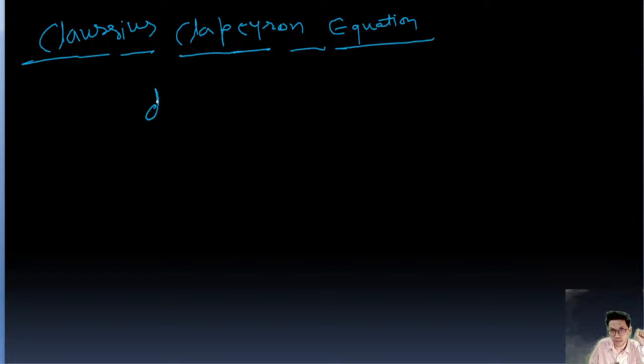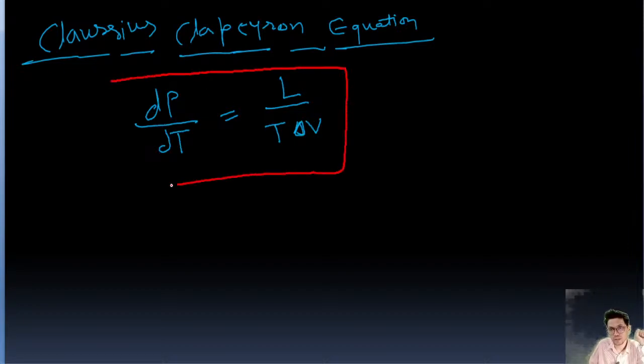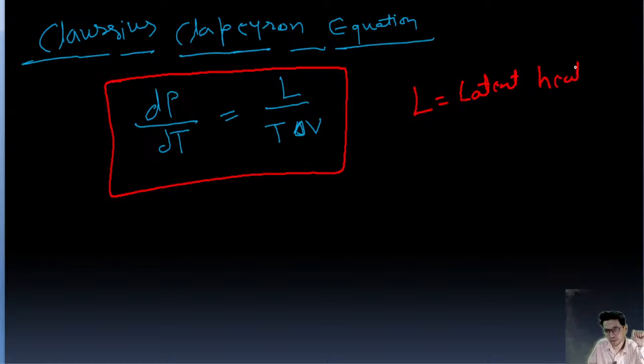So this is, guys, dP upon dT equal to L upon T delta V. Very important. So dP upon dT is equal to L upon T delta V, where L is latent heat, P is pressure, T is temperature, and delta V is change in volume. Very important formula.